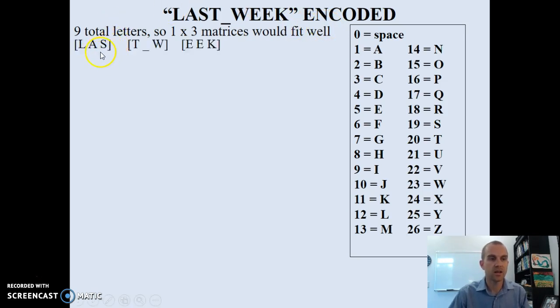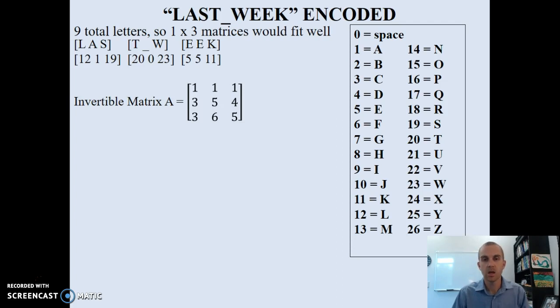So I've got L-A-S, that would be my first matrix, T space W, and then my third matrix would be E-E-K. So take those, change them into numbers, and then I need to find a matrix that will be invertible. So you either have some that you know, or you could put some numbers in and try to find its inverse to make sure it works, but you have to make sure it's an invertible matrix. So I know that this matrix works. So now I'm going to take each of my matrices and multiply it by the invertible matrix.